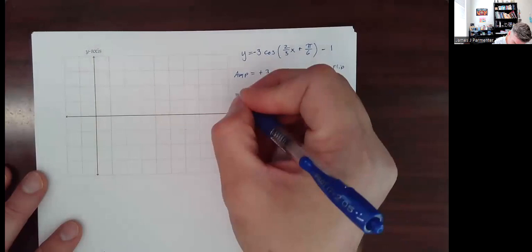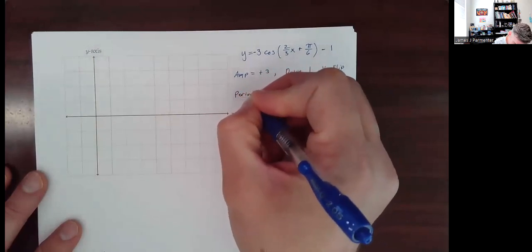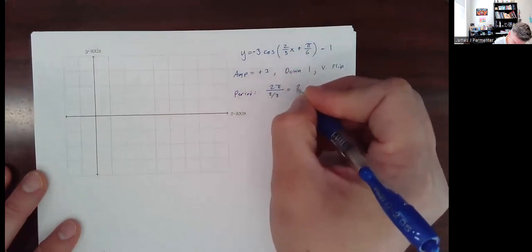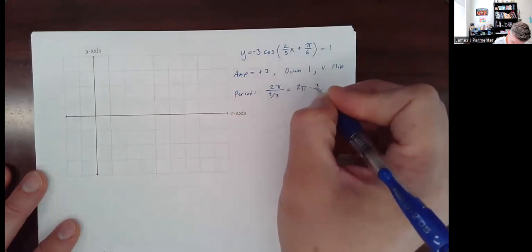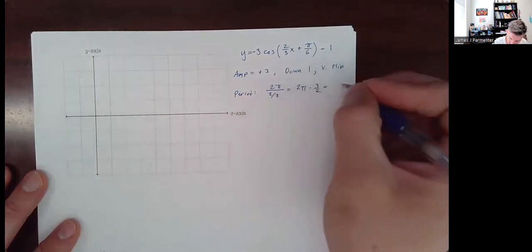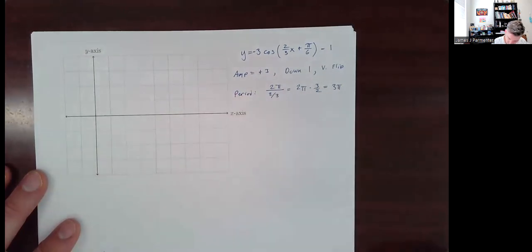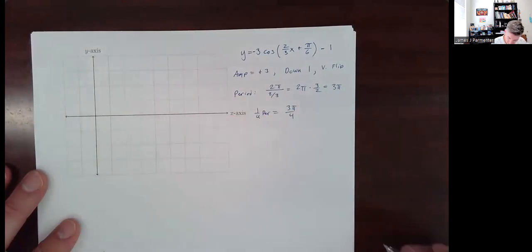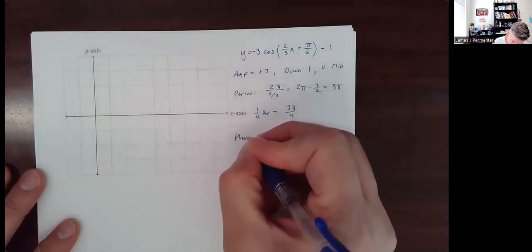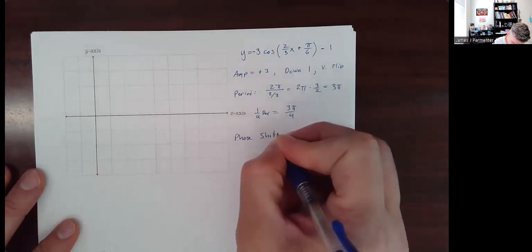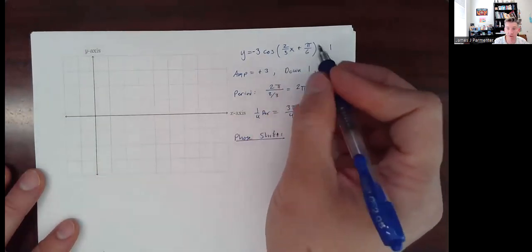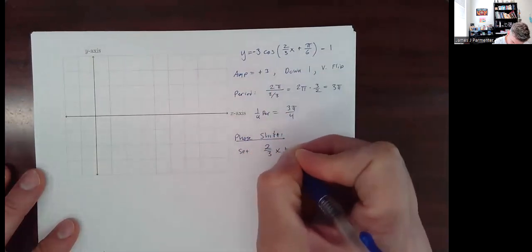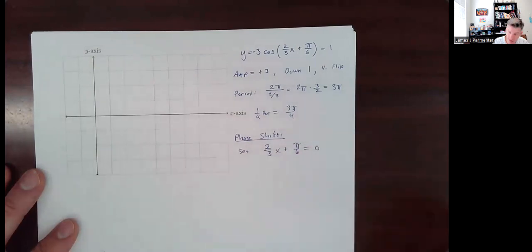And then our period is going to be 2 pi divided by the coefficient of x, which is 2/3, which is equal to 2 pi times 3/2, which is going to be 3 pi, or 6 pi over 2, which is 3 pi. Quarter period is just 3 pi divided by 4. My beginning point, or my phase shift, again, I'm just setting the argument of my trigonometric function equal to zero. So I'm going to set 2/3 x plus pi over 6 equal to zero and solve.